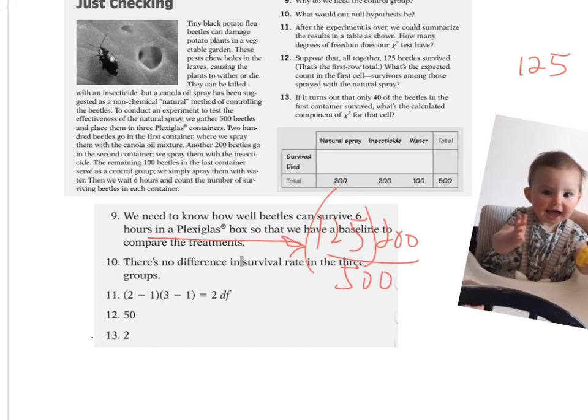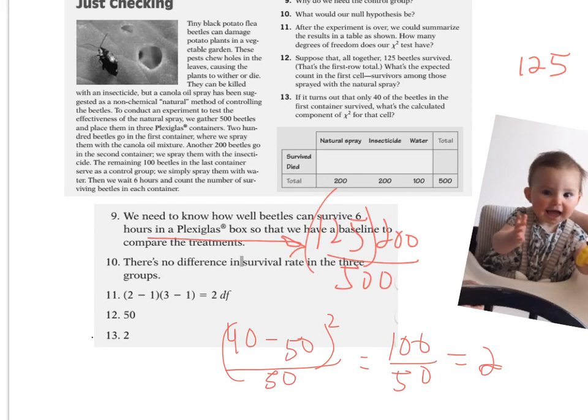So you want to use your formula for that, which is your observed, which they said only 40 beetles survived, so you do 40 minus your expected, which would be that 50 that you just calculated. You're going to square it, divide it by your expected, which is again 50 just for that cell, and that would be your value. So if you do that, that's 100 over 50, which is 2. So that would just be for that cell. Remember, when you do a full chi-square test, not just for that one cell, you have to add them all together. Okay?